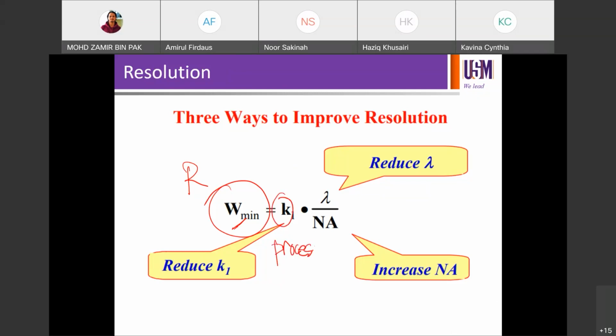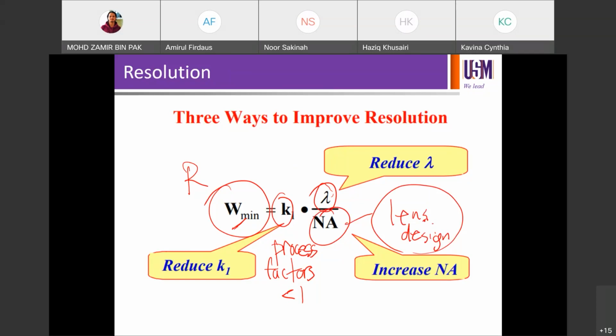Process factor ni banyak benda yang masuk, macam resist quality and many other things yang terlibat dalam CAD process. So typically it's less than 1. And then lambda is the illumination wavelength. So it depends on whether you are using EUV or I-line or G-line or deep UV or ArF. So that will be used there as the lambda. And then numerical aperture, NA, is a function of the lens design. Okay, so lens design. Lens design dalam scanner. So NA ni dalam scanner. So dalam exposure step, right?